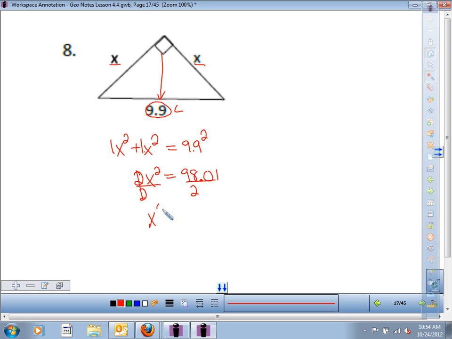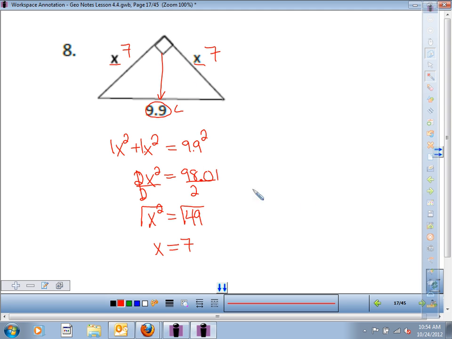And x squared is 49.005. Now that .005 is so small, I'm not even going to write it. I'm just going to go 49. Now we square root, x is 7. So what we have here is that this side is 7 and this side is 7. So we have a nice pretty right isosceles triangle.